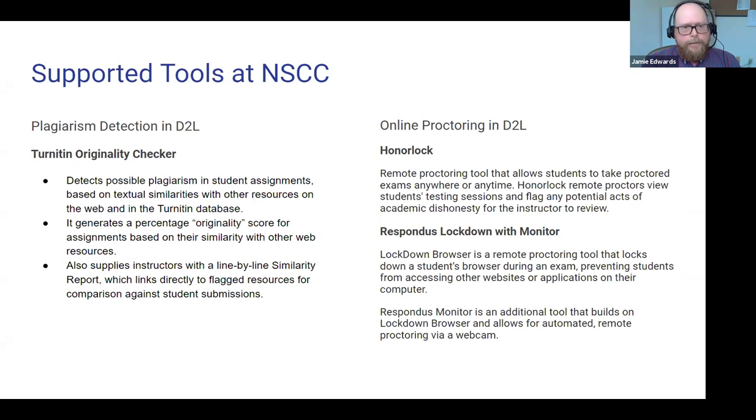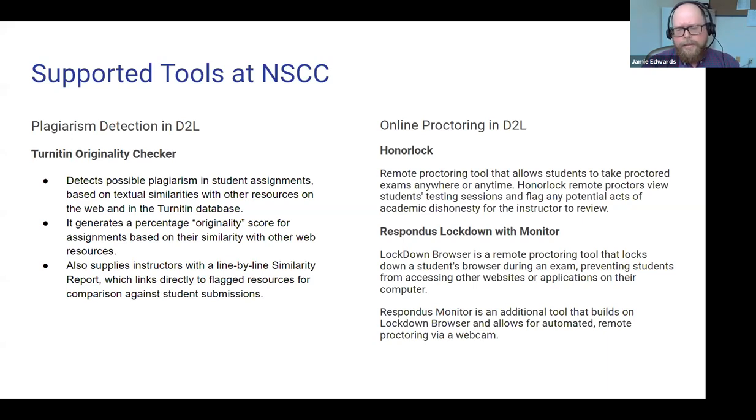Turnitin is an originality checker. It detects plagiarism based on textual similarities and other resources from the web or previous submissions. It does have a database that stores previous submissions of content. It generates an originality score for the assignments. It also supplies instructors with a line-by-line similarity report.